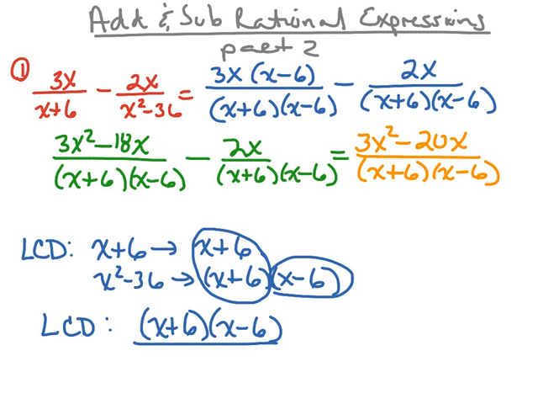Now we could go ahead and leave that in its factor form, or we could go ahead and go through FOIL and multiply that out. But in this case, we're going to leave it in its factored form. So when I subtract those two rational expressions, this is the answer. 3x squared minus 20x all over x plus 6 times x minus 6.